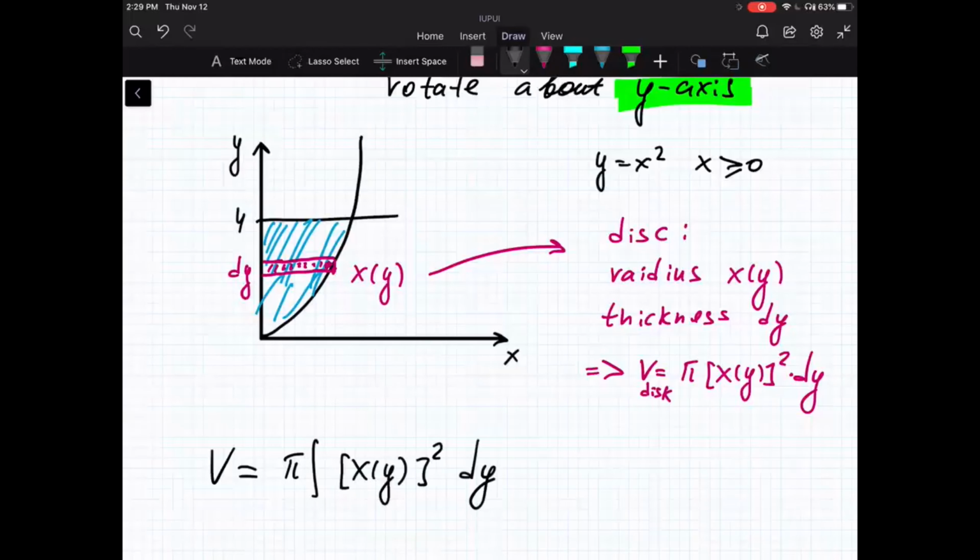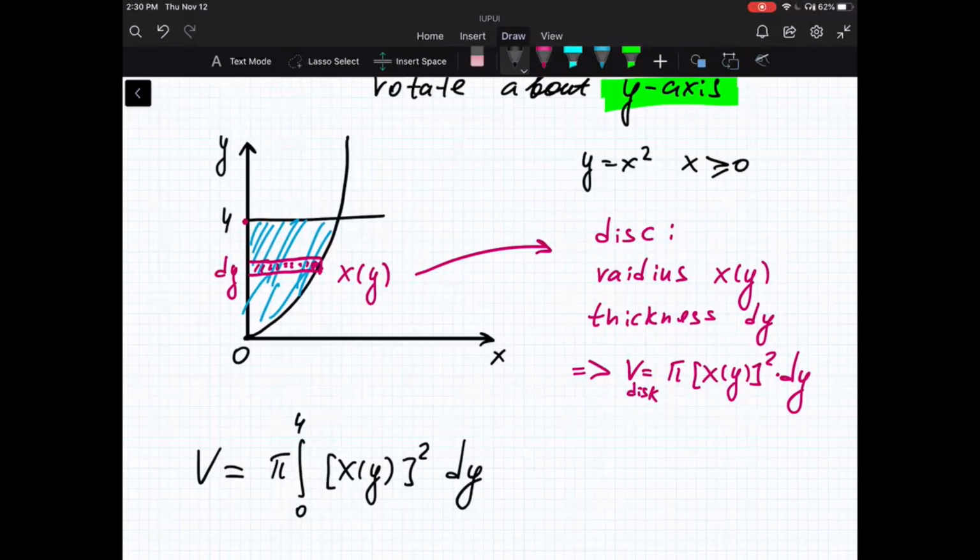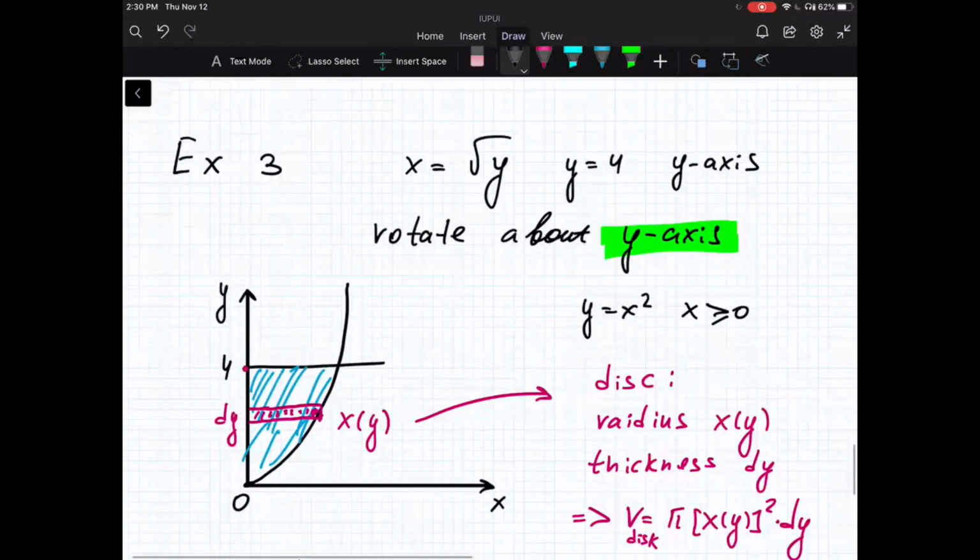And what about the integration limits? So the first one is again simple to find, which is 0. And the second one, or the upper limit, is also clear because it's just 4. Again, since I'm integrating with respect to y, I need to find my limits, which are y coordinates, not x. But my x of y is just square root of y.